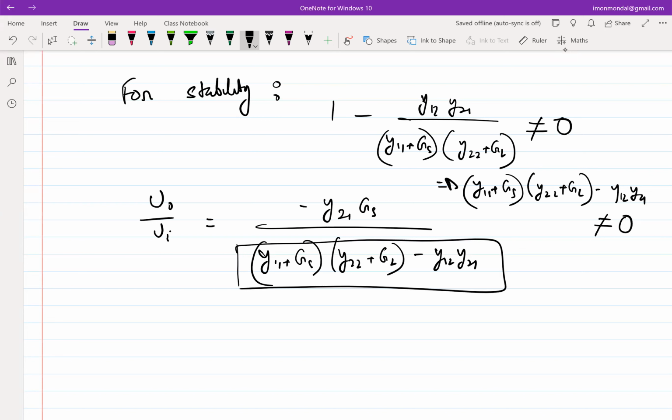So what is the best way to ensure that your system is always stable in this particular case? You don't do the subtraction at all. You have to construct a network in which this negative term goes to 0. Right? Does that make sense?